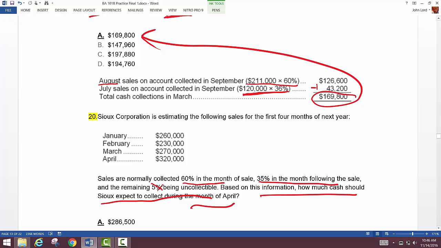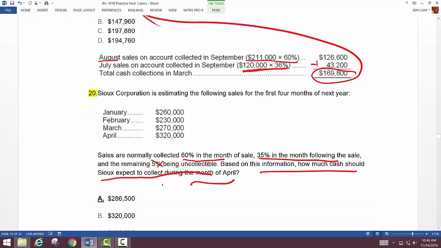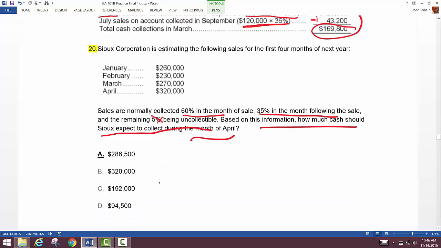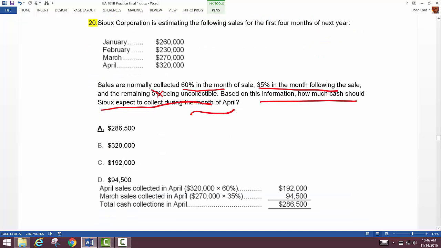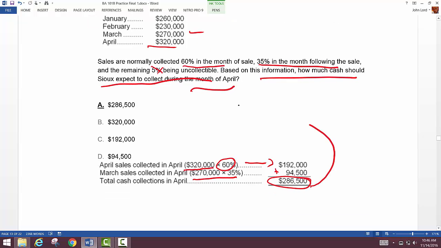So if we're talking about the amount collected in April, then 320,000, I think they just give it to us here. I'm not going to rewrite it. 320,000, which was my April sales, is collected in April, isn't it? So I'll get that. And then April is the month following March, and they tell us that 35% is collected in the month after the sale. So in April, we'll collect 35% of March sales. We add those two together. That gives me the amount that should be collected in April for my April sales and my March sales.